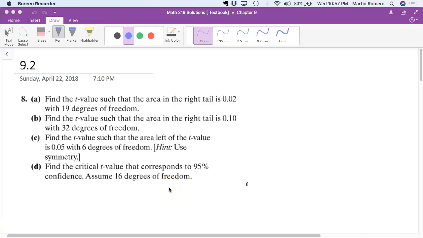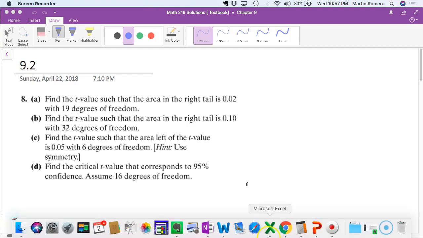These are the videos for 9.2 written textbook homework problems. This is problem number 8. A, B, C, and D are all very similar problems. They're going to involve the T calculator from StatCrunch.